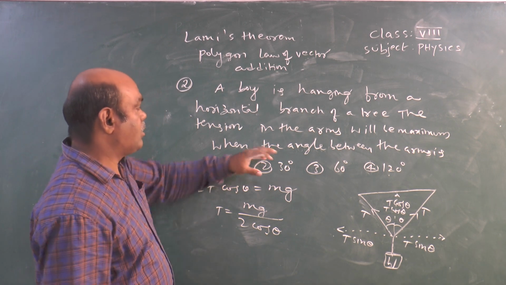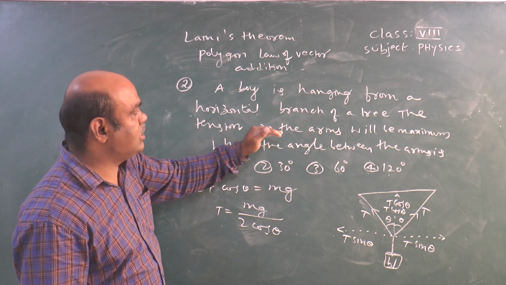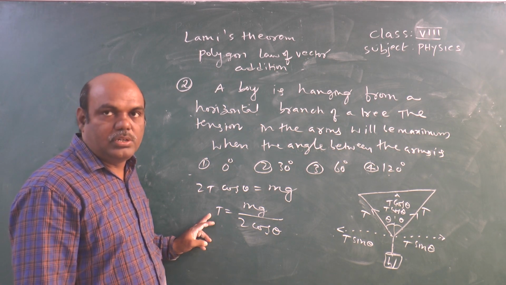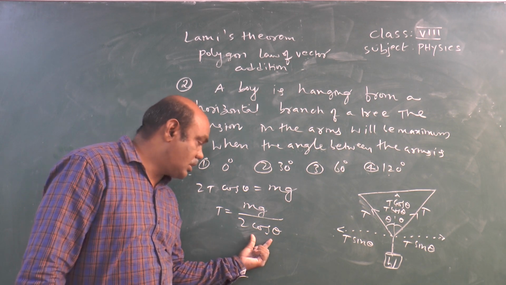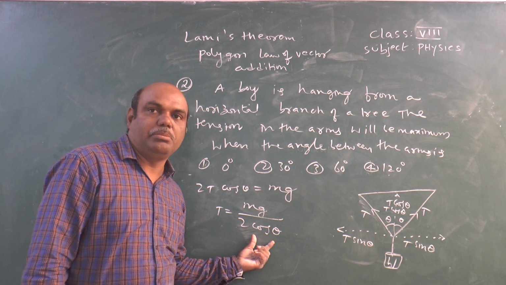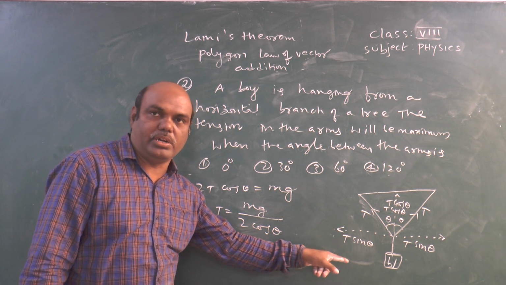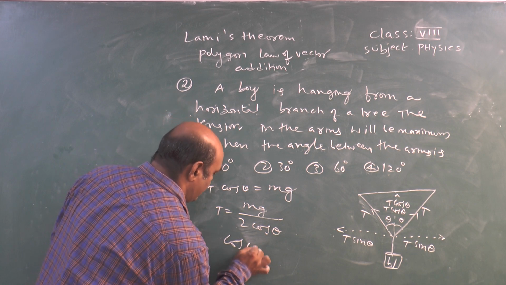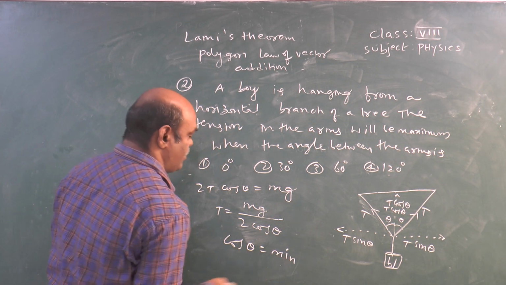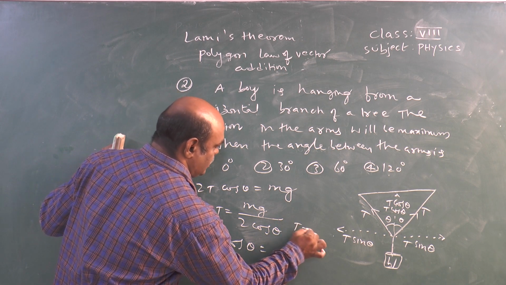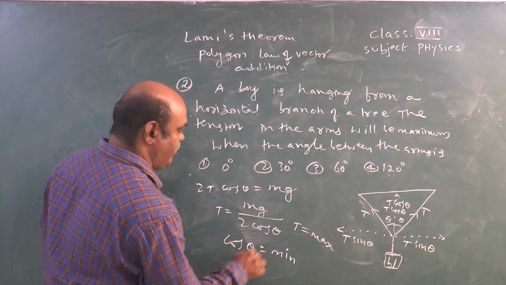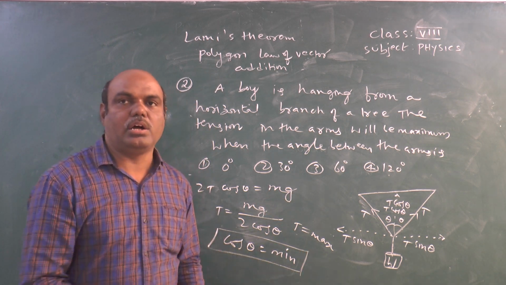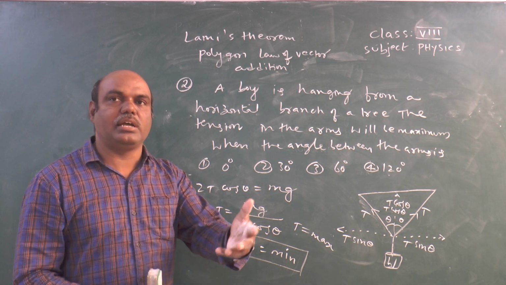So here what is the condition? The tension in the arms will be maximum. If T will be maximum, then cos theta must be minimum, because there is no change in the weight of the boy. So T maximum, cos theta will be minimum. For which angle cos theta is minimum, that is considered as the answer.